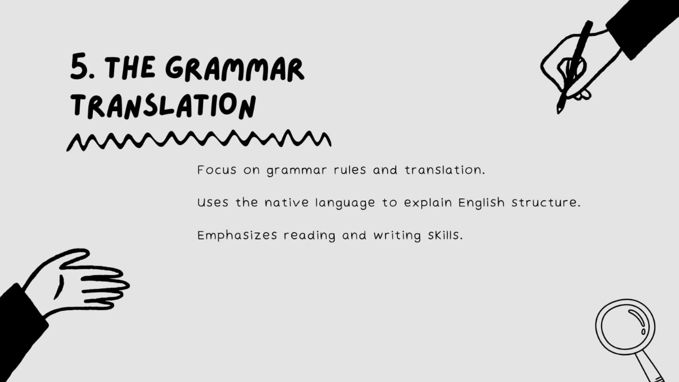For example, students might translate an English story into their native language and identify the grammatical forms used in each sentence. This method is very effective for developing reading and writing skills, as well as a deep understanding of grammar. However, it doesn't always promote fluency in speaking. Still, when combined with communicative activities, grammar translation can help students strengthen their accuracy and understanding of complex structures.